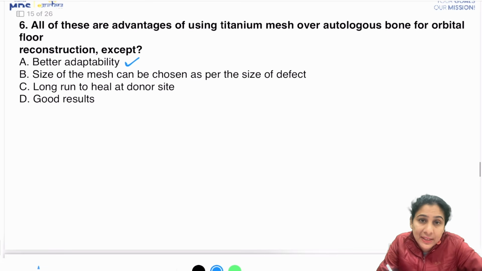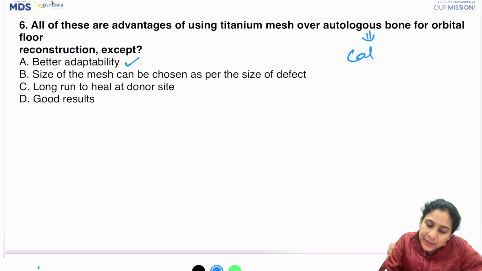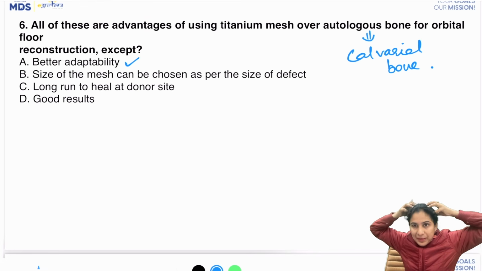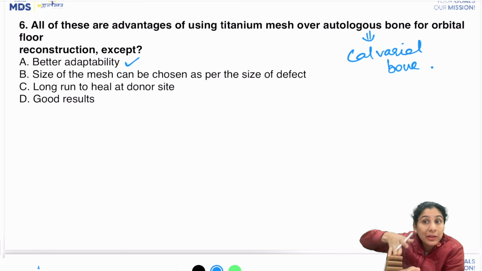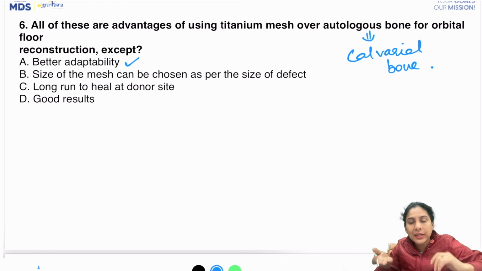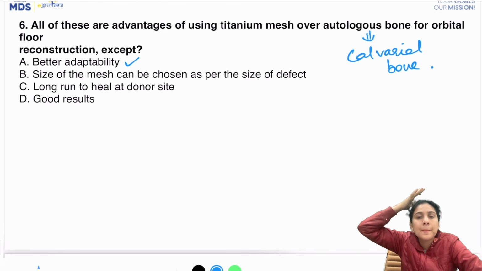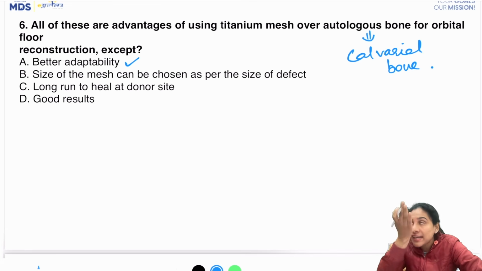Definitely it is an advantage because see, autologous bone most commonly means we use the calvarial bone. I will take some part of the parietal bone because I have to reconstruct the orbital floor. What is the shape of the orbital floor? It's a flat bone. So I need to take a flat bone from somewhere, somewhere on the skull. It is flat, but can I change its shape? No, it's very, very difficult.